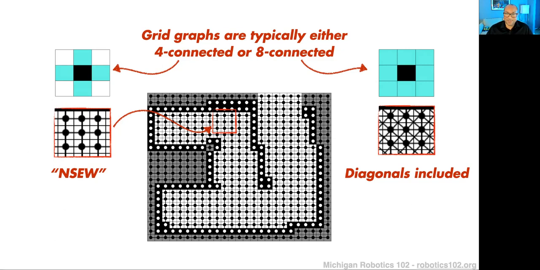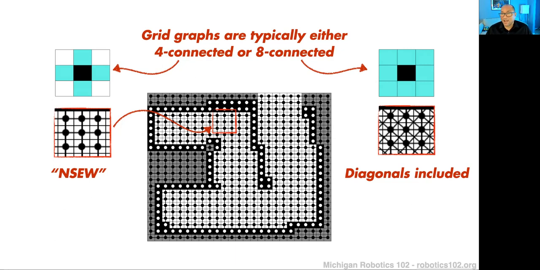This doesn't include our diagonal neighbors, which would lead to our eight connected neighborhood. Those would be all the neighbors in the square around the current cell. So if we include those diagonals, we get an eight connected neighborhood. And there are pros and cons to both four connected and eight connected.